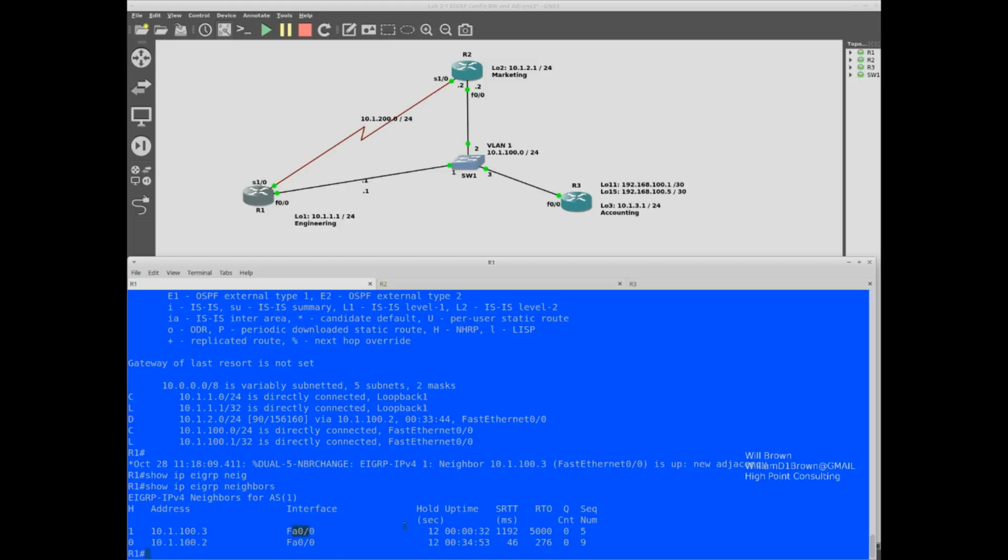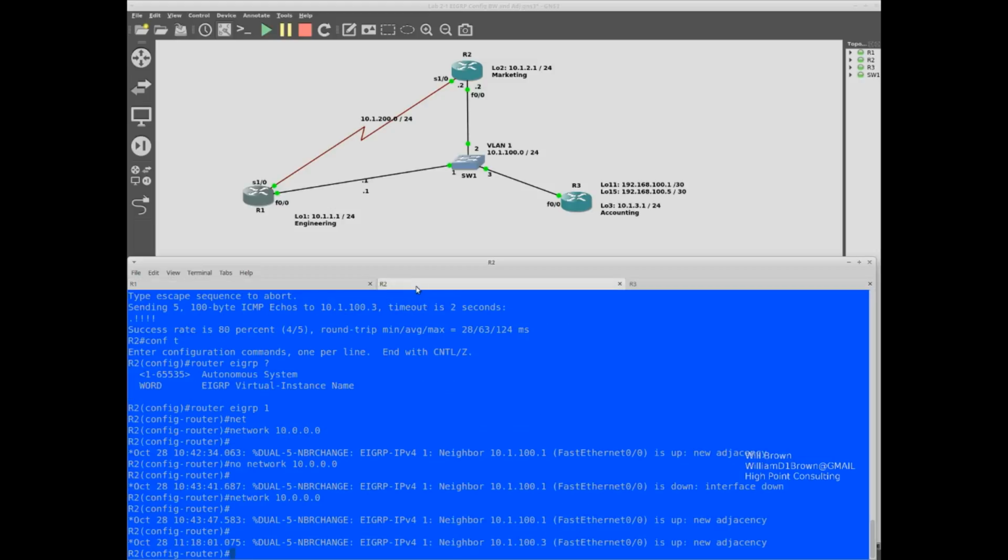And there's the interface hold time, which we'll be taking a longer, deeper look at as we move forward. Uptime, the amount of time that the neighbor adjacency is up. Smooth round trip time, that's what SRTT stands for, in microseconds. Q is for Q, the letter Q stands for the word queue, as in waiting to be processed. And the sequence numbers. So there we've got that on router 1.